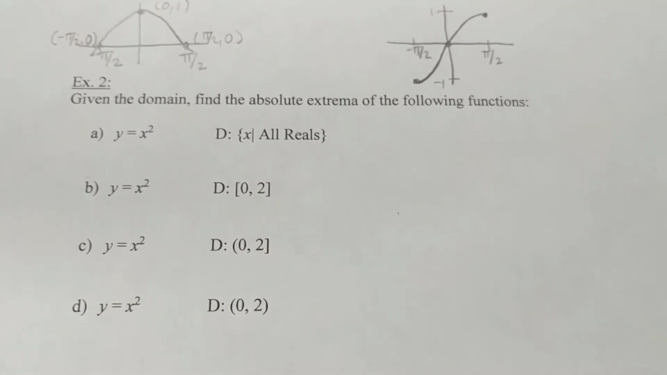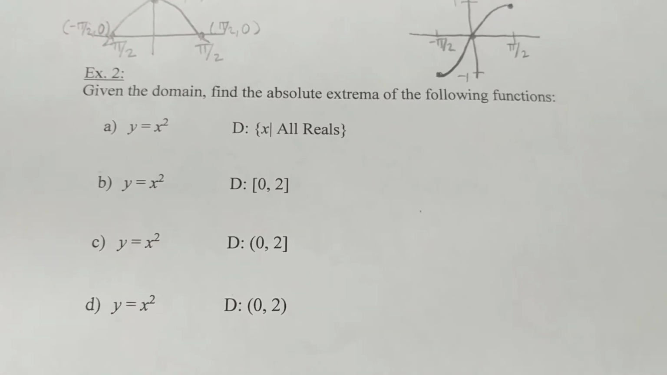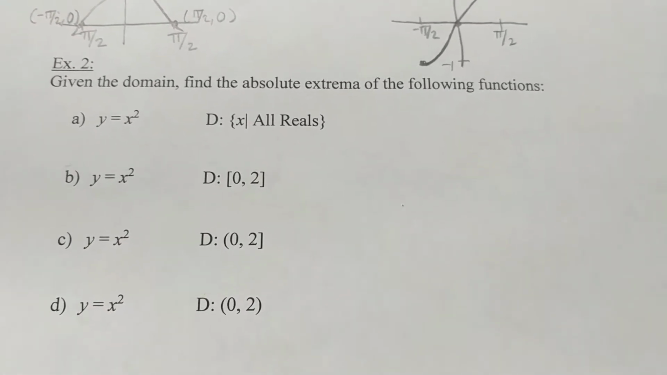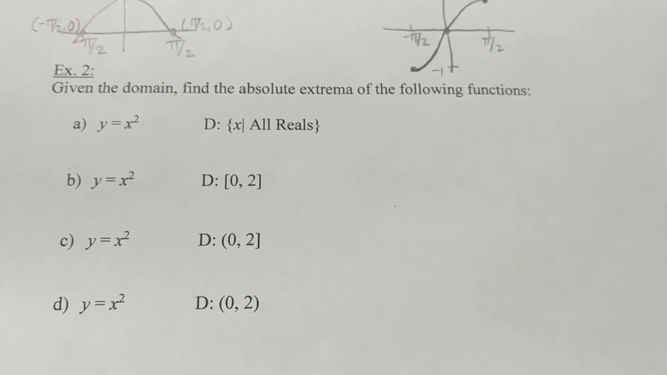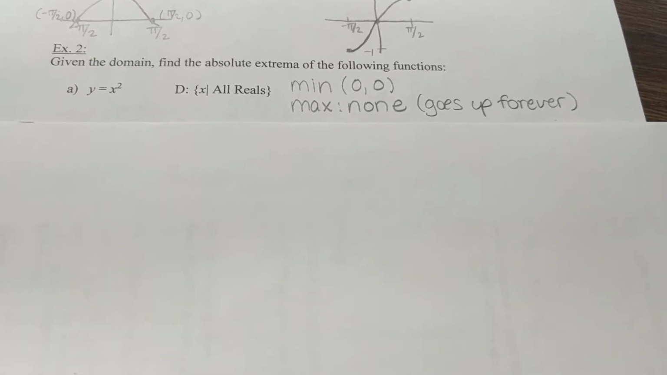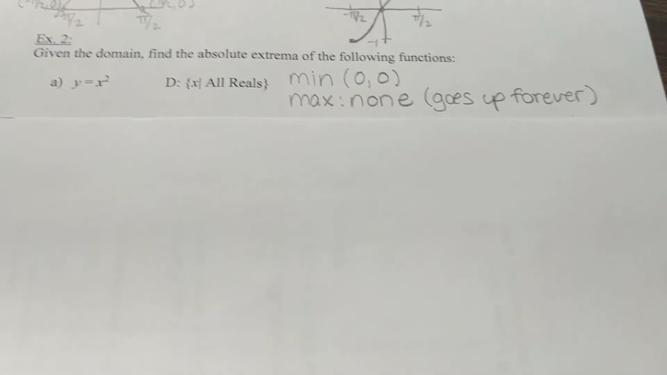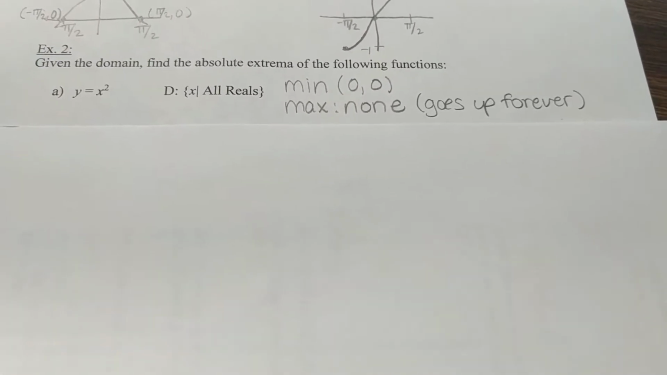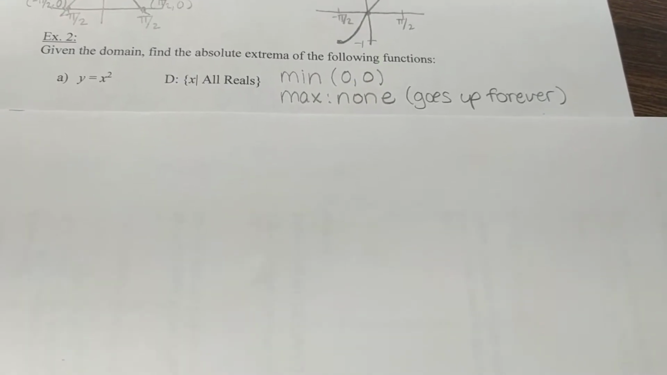So here are 4 different representations of y equals x squared. I want you to take a moment and look at the domain that they've given you and find the max and min value for each one. I want to start with all reals. Y equals x squared over the entire interval. The minimum is at 0, 0. That's where our vertex is. And there is no maximum because this one goes up forever.